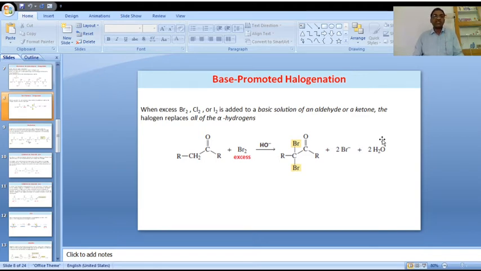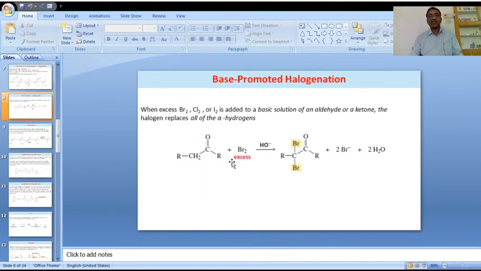When excess bromine, chlorine or iodine molecule is added to a basic solution of an aldehyde or it may be a ketone. Here we are using excess bromine or excess chlorine, excess iodine in presence of base, in a basic solution. The starting material may be an aldehyde or ketone. Here we are using a ketone. There is an active methylene, alpha hydrogen is readily available.